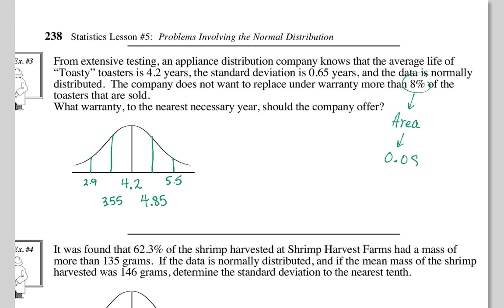Yeah, very good, Olivia. She says they're giving it to us backwards. You've got to work backwards and get the z-score from the area. So now you've got to go look at this chart and find 0.08. I got like negative 1.40.